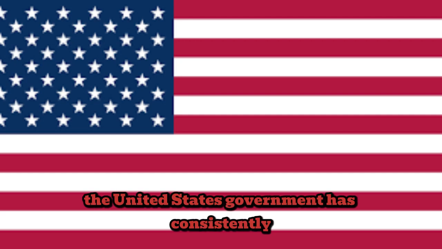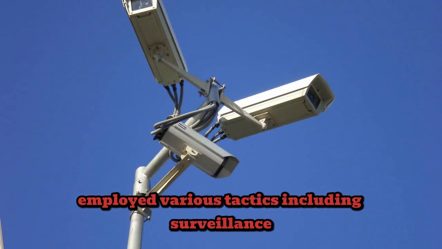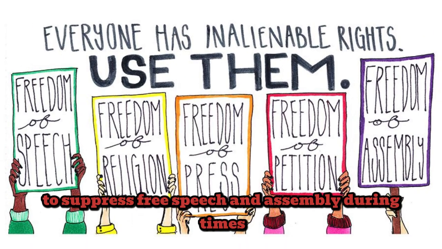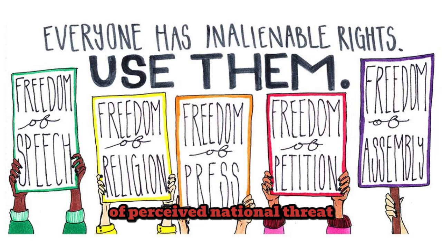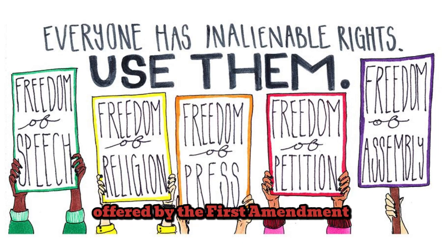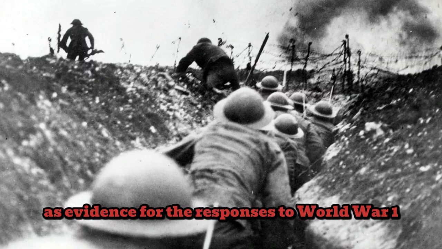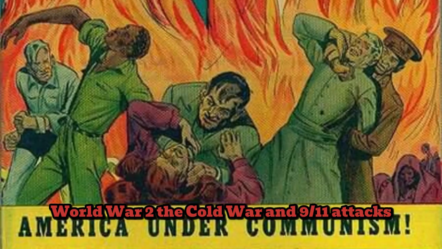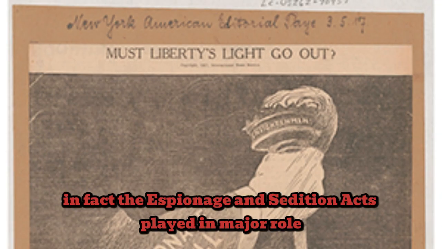The United States government has consistently employed various tactics including surveillance, censorship, and the criminalization of dissent to suppress free speech and assembly during times of perceived national threat, which infringe the rights offered by the First Amendment, as evidenced by the responses to World War I, World War II, the Cold War, and the 9/11 attacks. In fact, the Espionage and Sedition Acts played a major role.